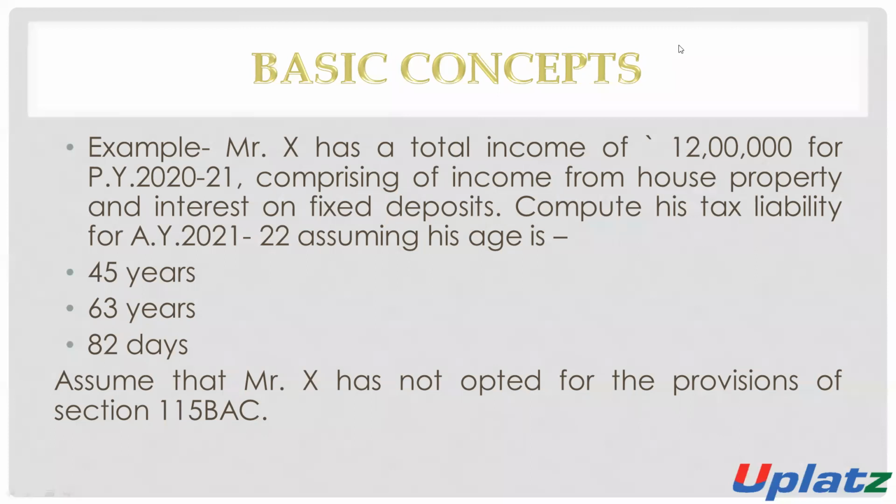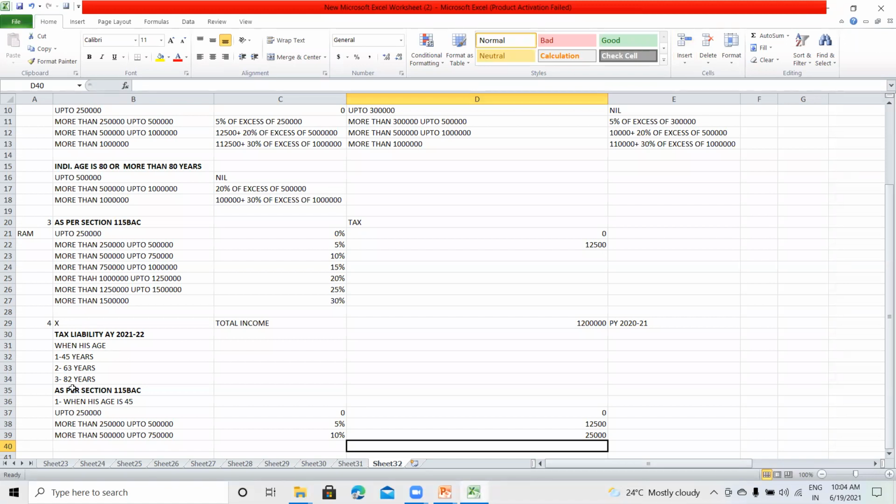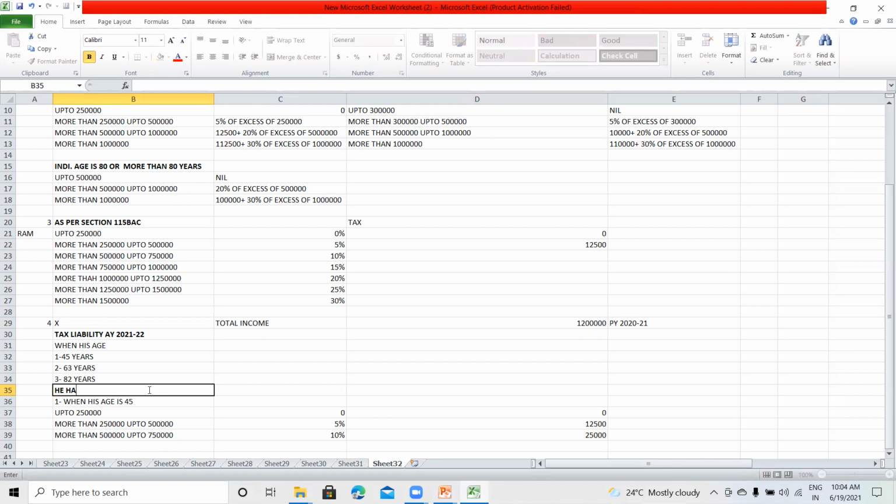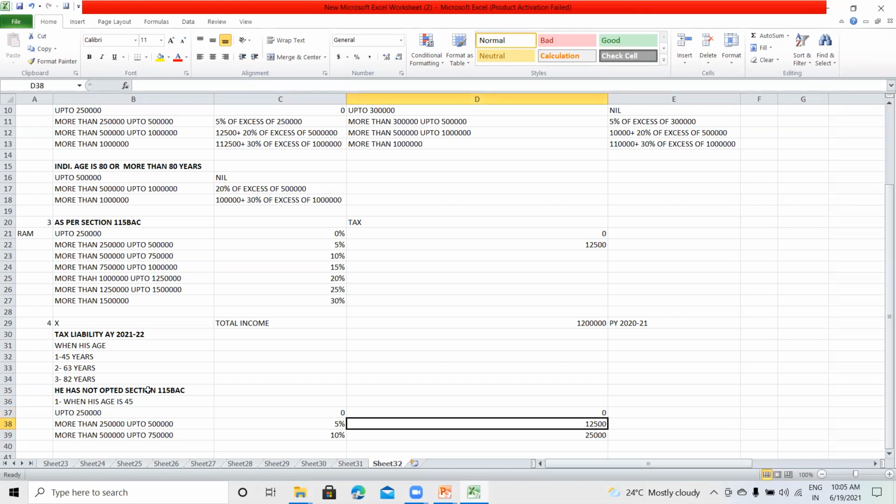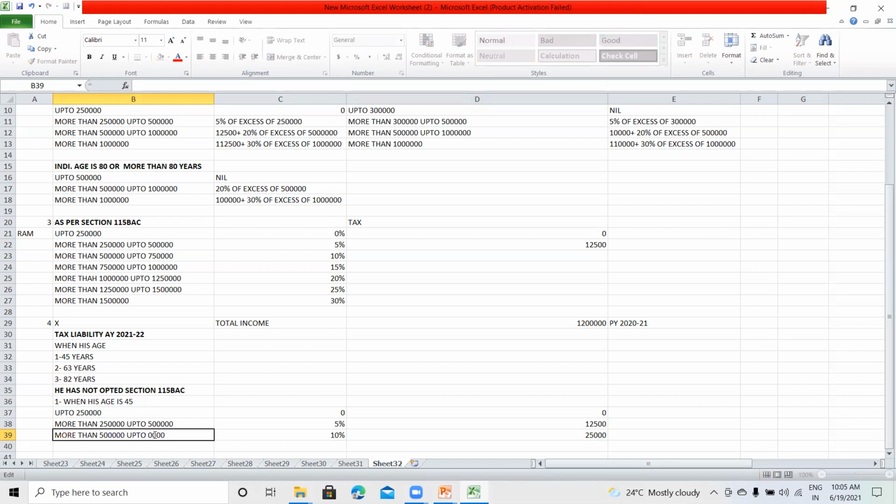As per the example, assume that he has not opted for the provision of section 115 BAC. He has not opted for section 115 BAC, so according to the normal provision: up to 2,50,000 it is nil. More than 2,50,000 but up to 5 lakh, it will be 12,500 rupees, meaning 5%. In the next case, more than 5 lakh but up to 10 lakh, it will be 20%.